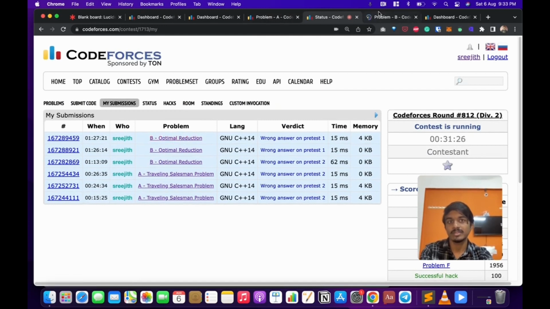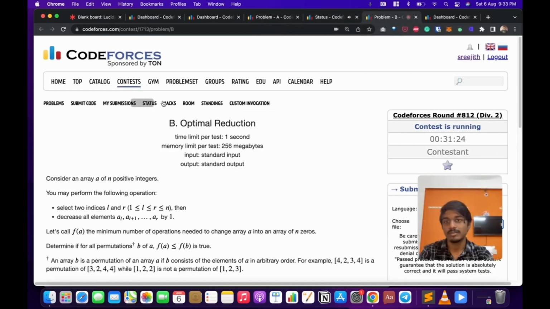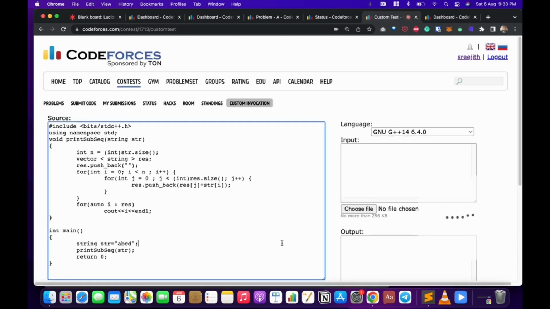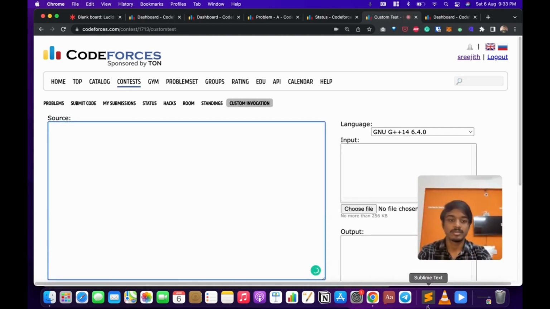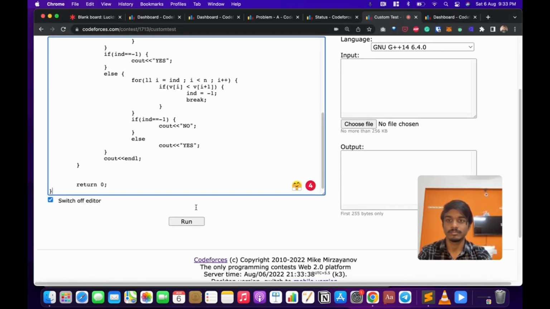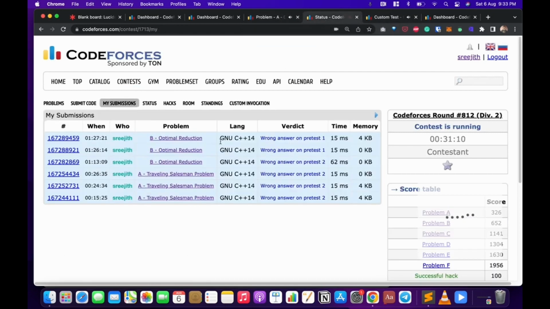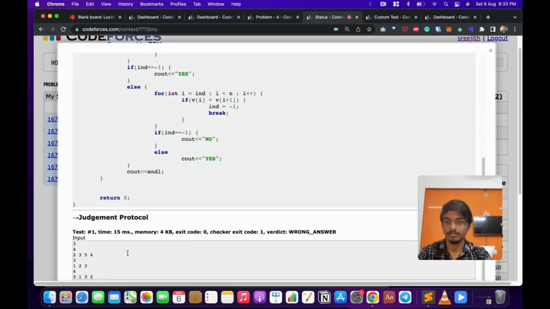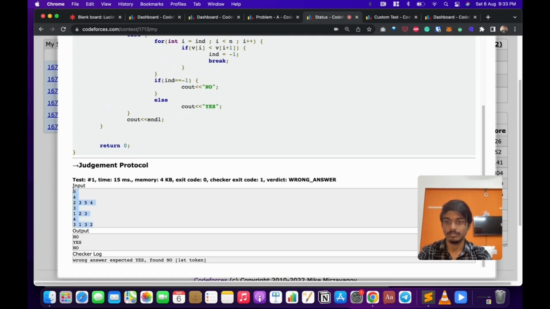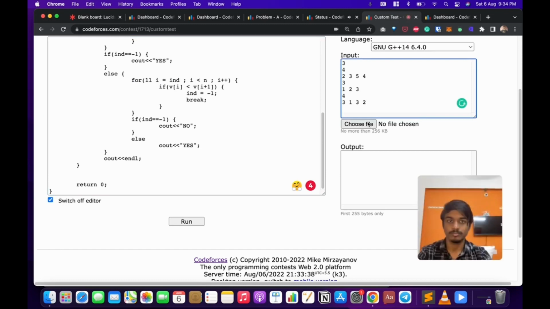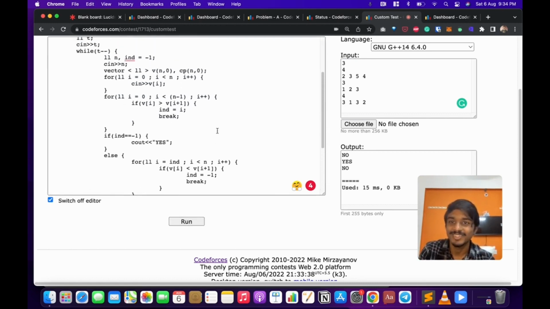So we have to run with a custom test case, right? Custom invocation. I don't think it's a compiler problem or something. Why is it showing no?